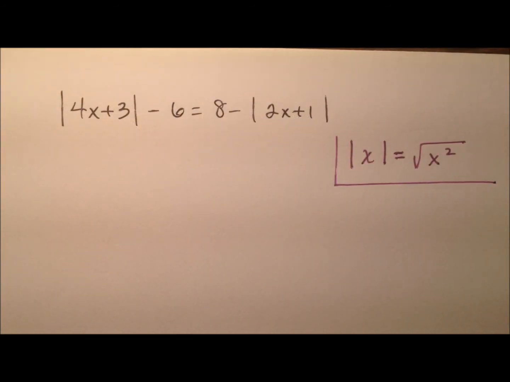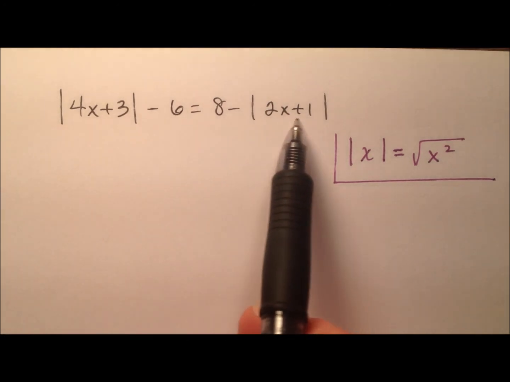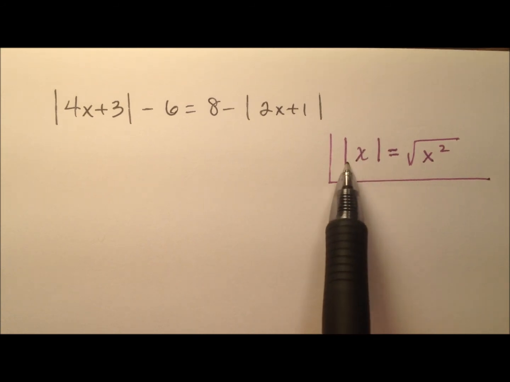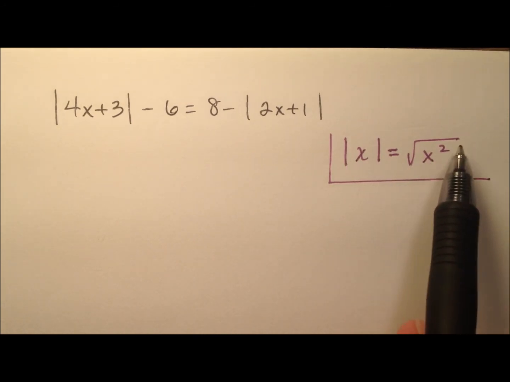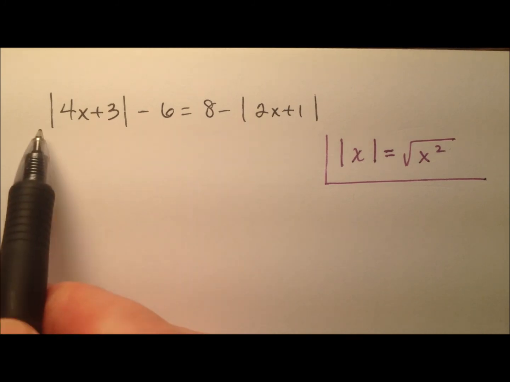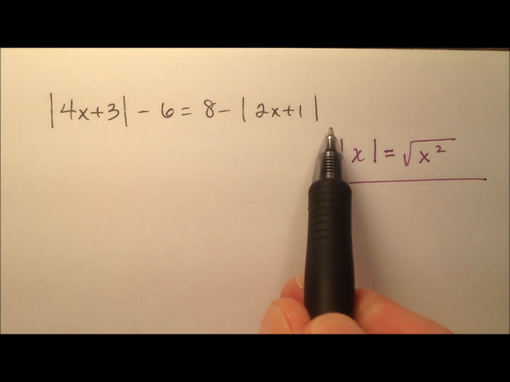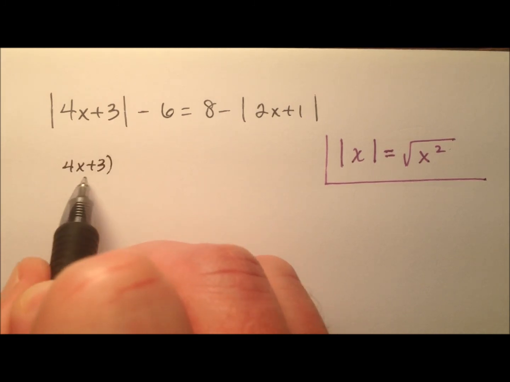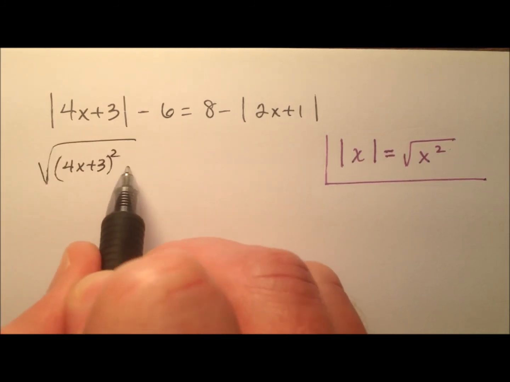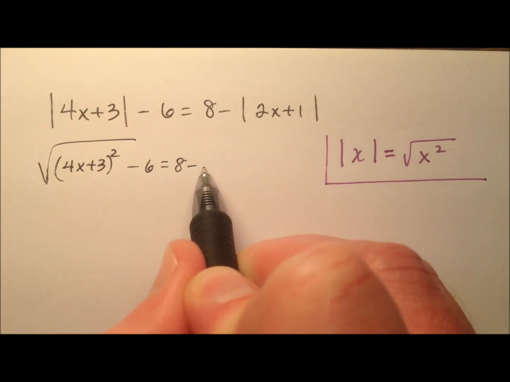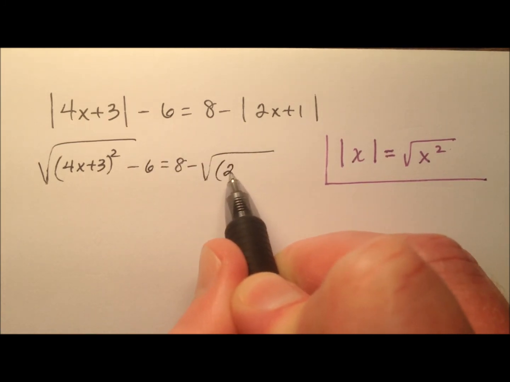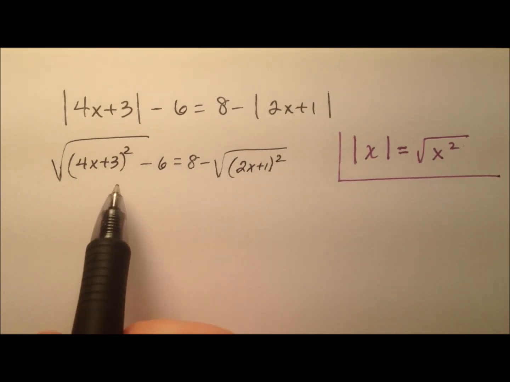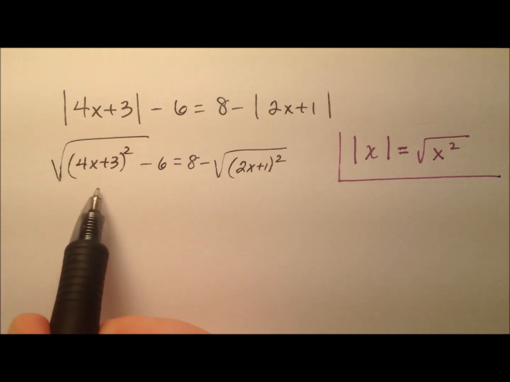Well, just to be thorough, let's go ahead and look at this equation. We'll investigate it a little using this property again: the absolute value of x equals the square root of x squared. So let's change this absolute value equation into the square root equation. We have our 4x plus 3, squared under a radical, minus 6 equals 8 minus the square root of 2x plus 1 squared. So we'll have to start by isolating one of these square roots.